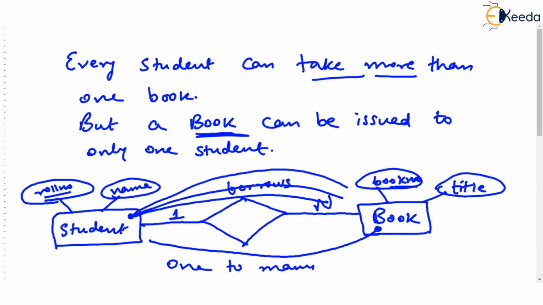One to many. Read it again. Any student can take many books. So many is on the book side. But a book can be there only with one student at any point of time. So one is on the student side. I hope you have understood one to many relation, and more such references will be given in the later videos when we learn other types of relations like many to many and one to one. Thank you very much.